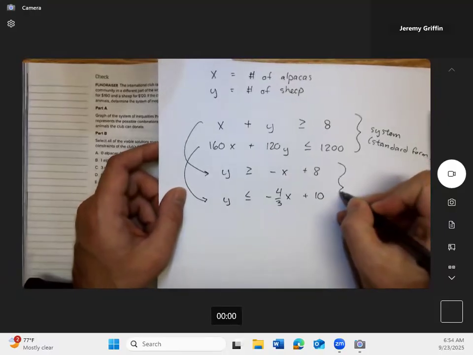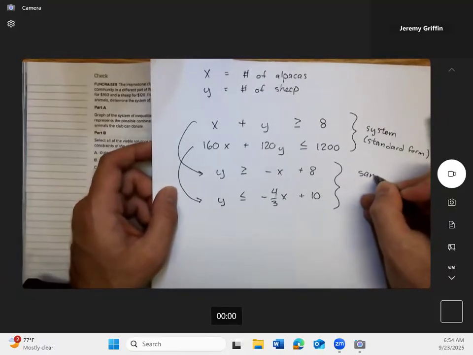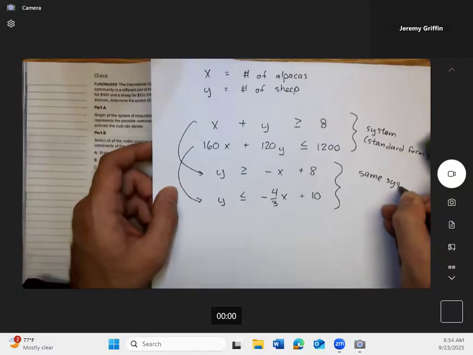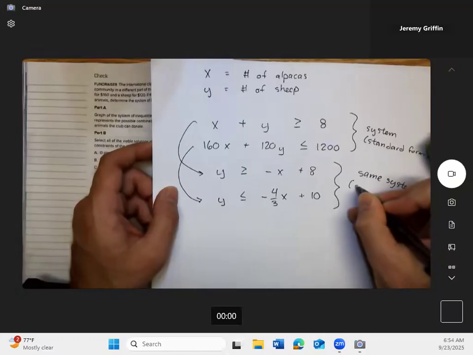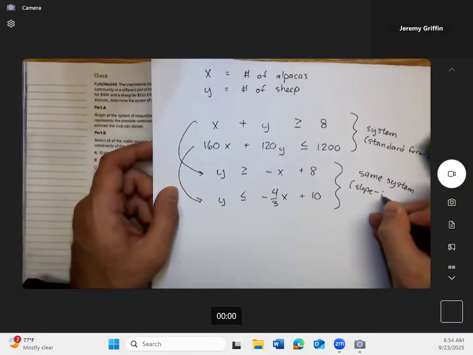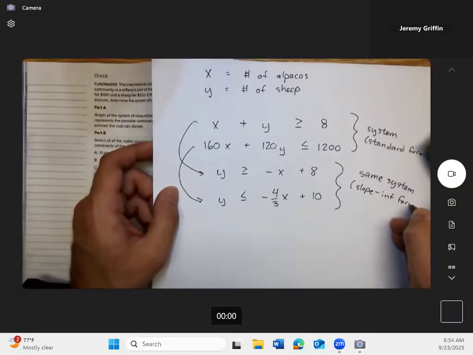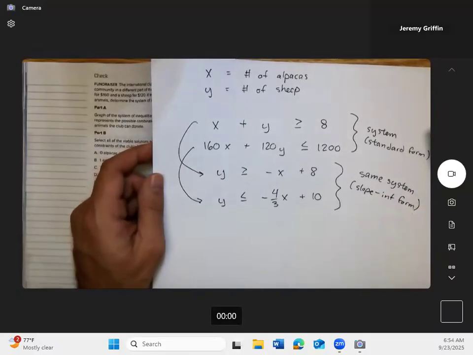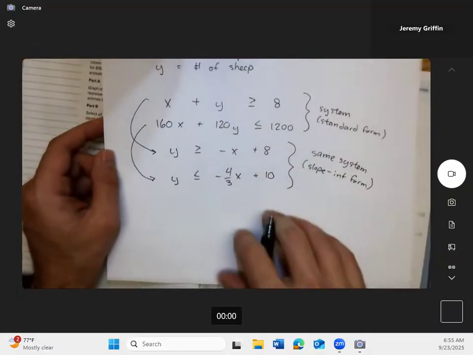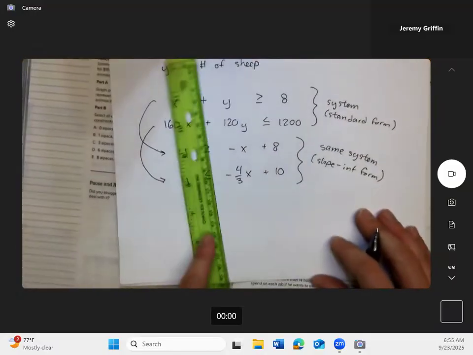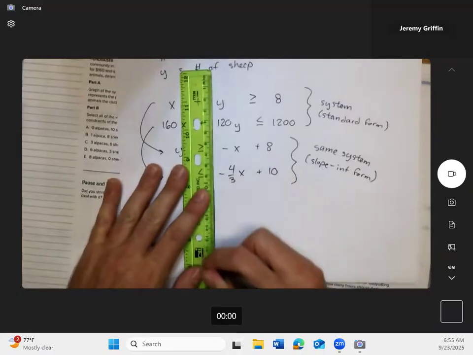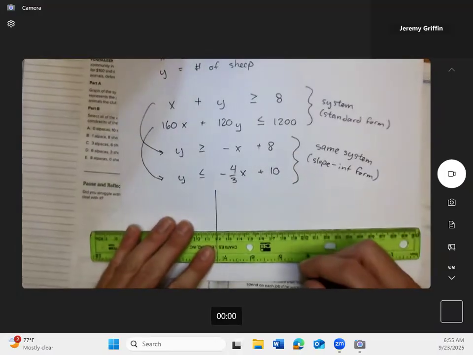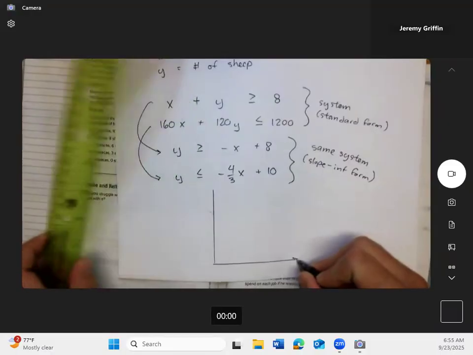So there's the exact same system, except now it's in slope-intercept form, which I think is probably easier to graph. Okay, I think you've got enough space down here. I can take this graph right here. All right, so we've got two axes.